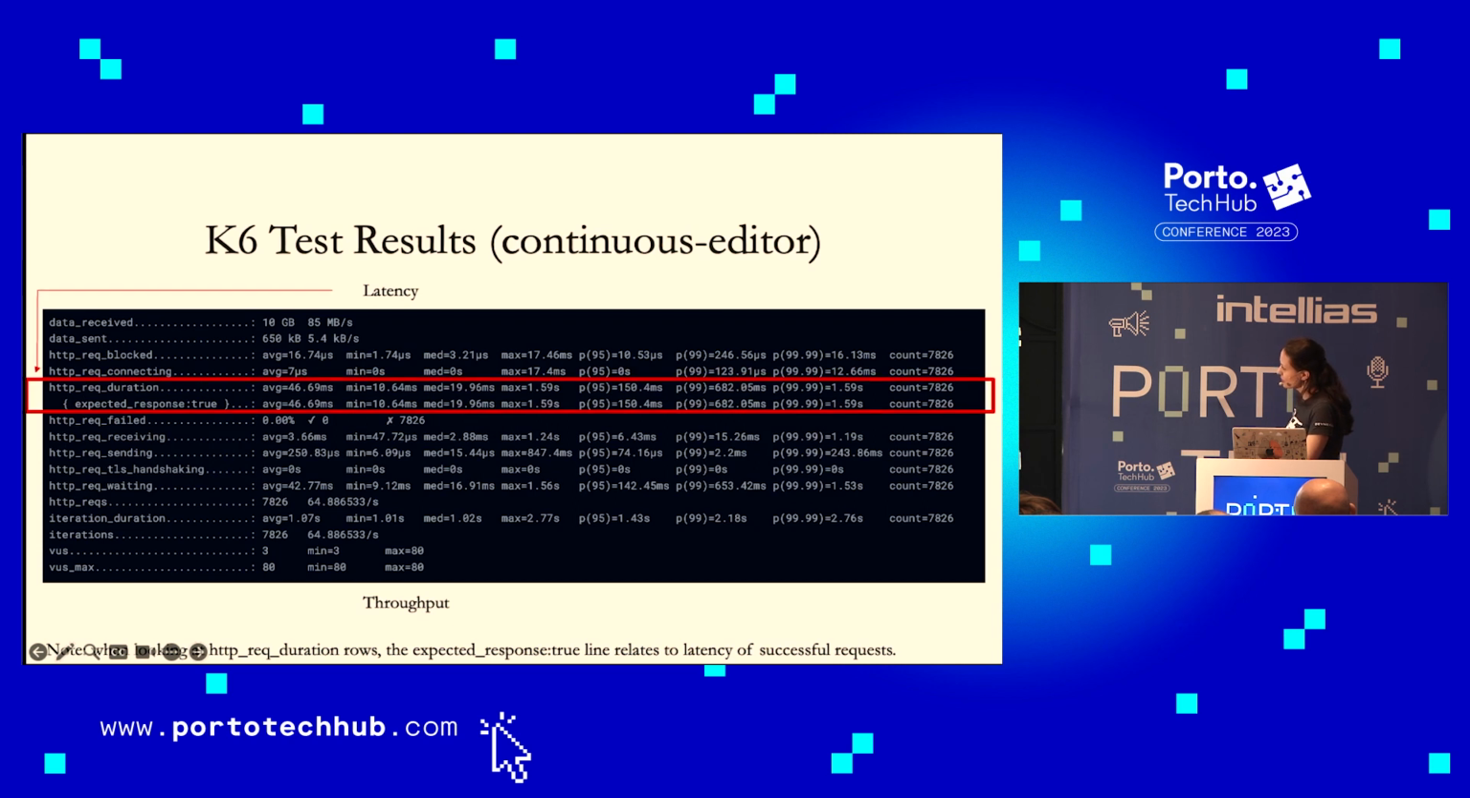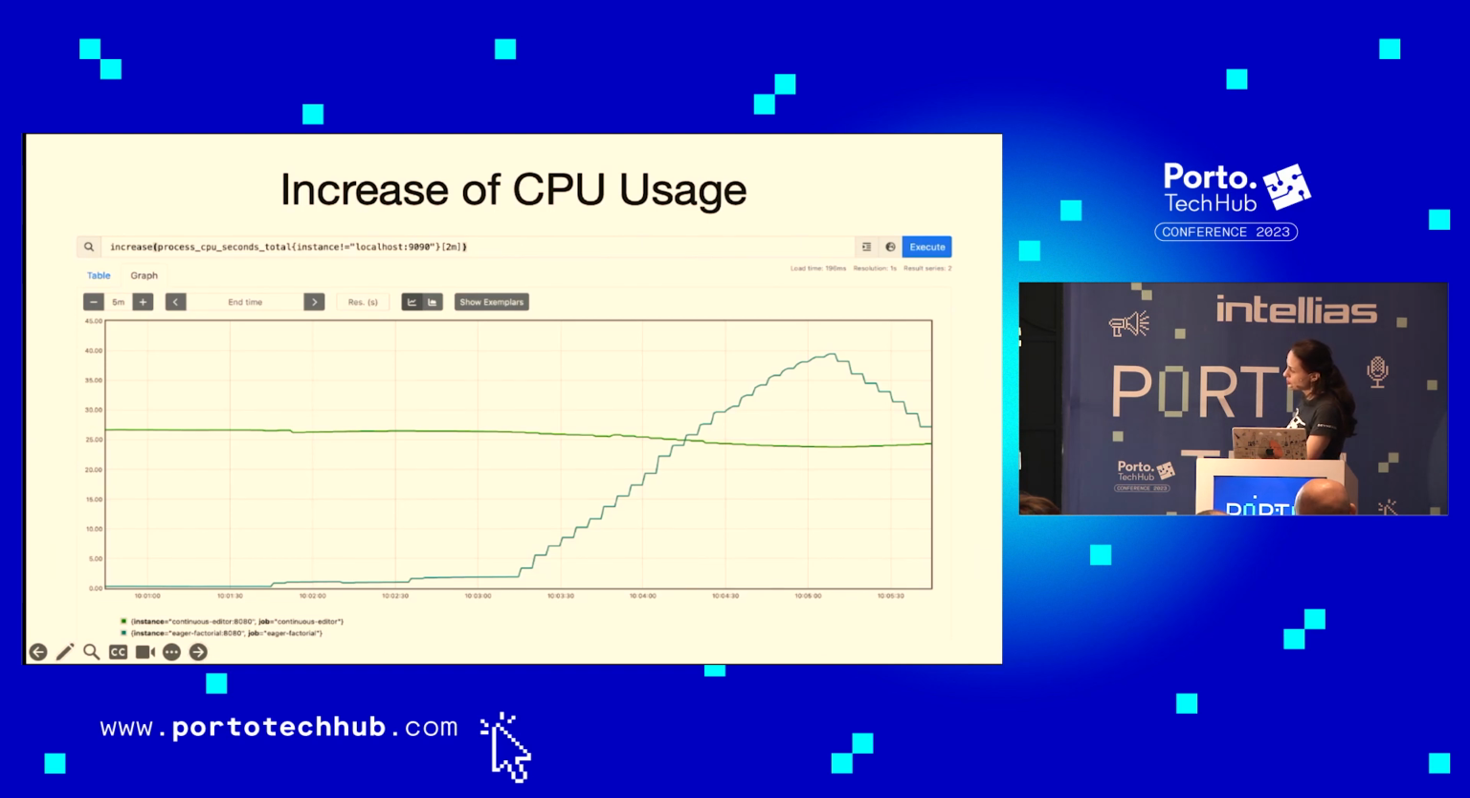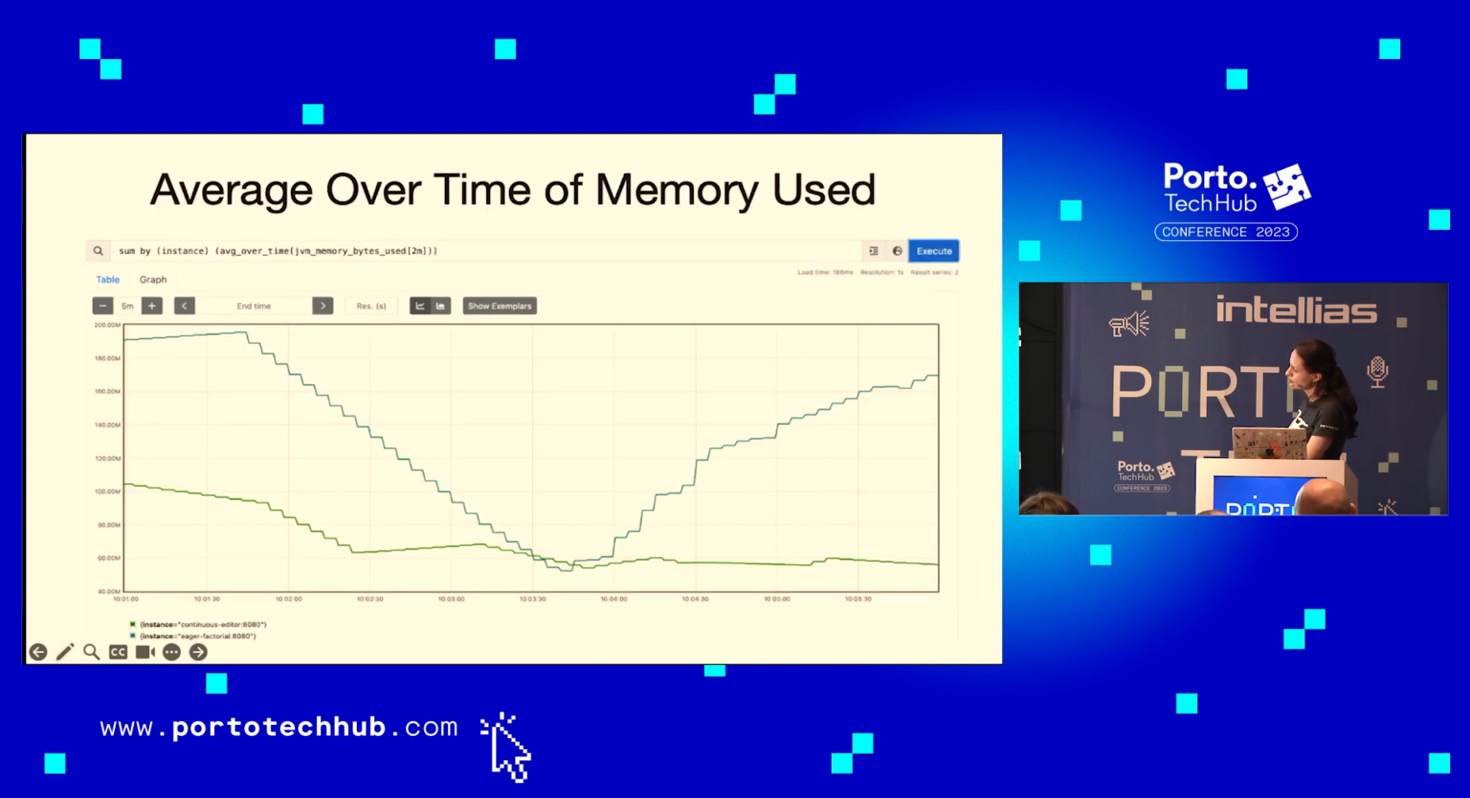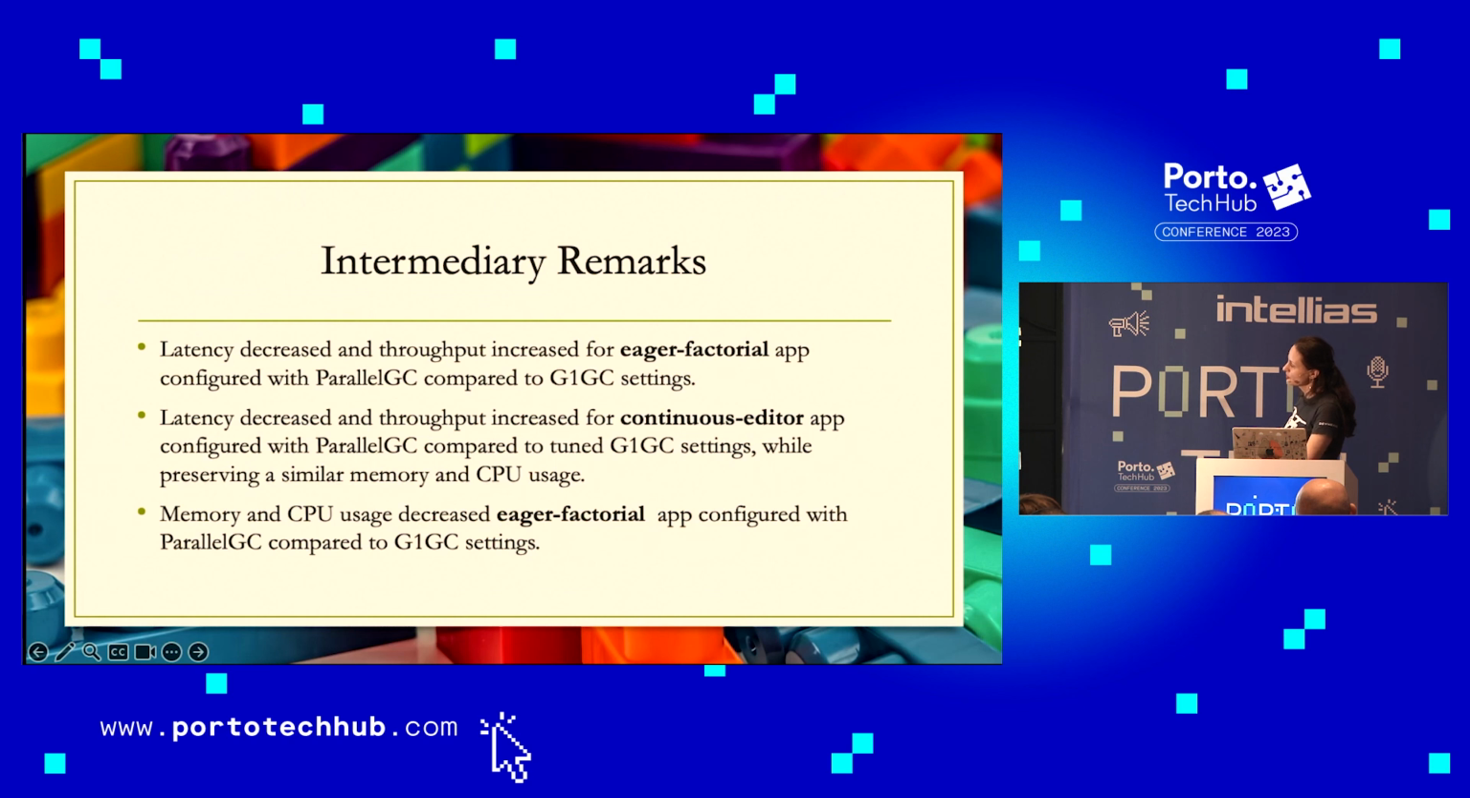And in the continuous editor, I think they're slightly better than the defaults with the G1 GC. The CPU usage, I think, increased a bit, and the memory used is a little different than in the other case. So intermediate remarks were that the latency decreased and throughput increased, which is good. However, the memory and CPU usage decreased only for the application that is doing mathematical processing. For the other one, I haven't seen much change. So maybe this kind of garbage collector would be good for the one that does intensive mathematical processing.